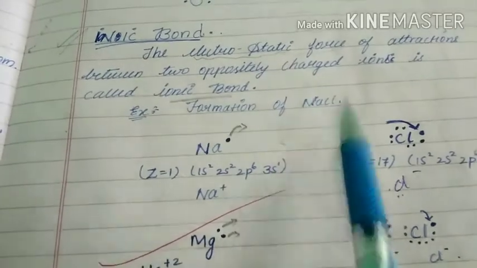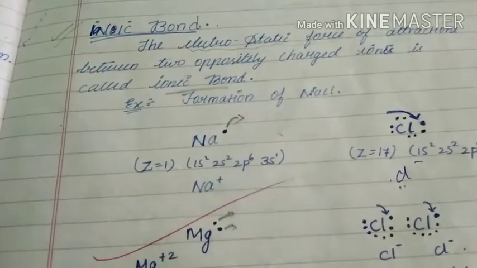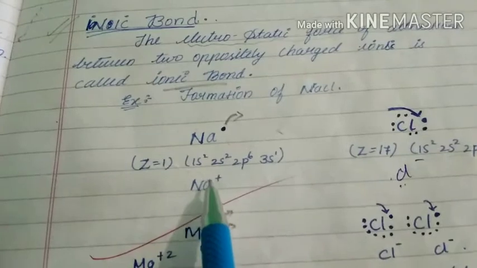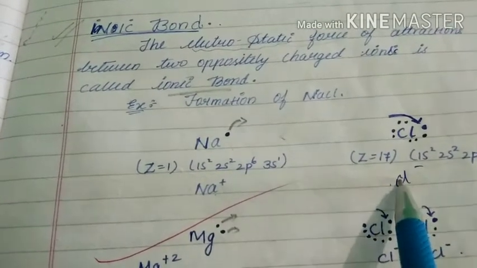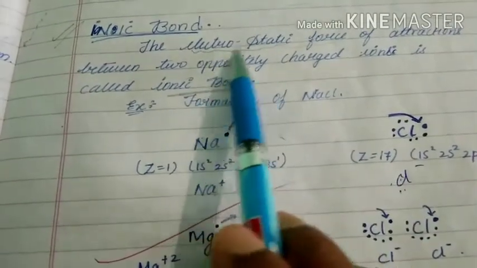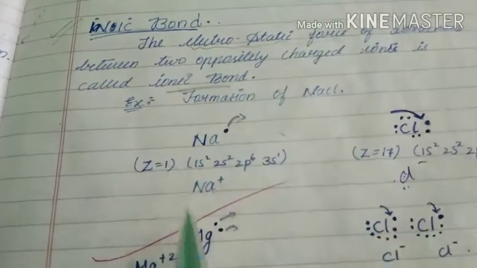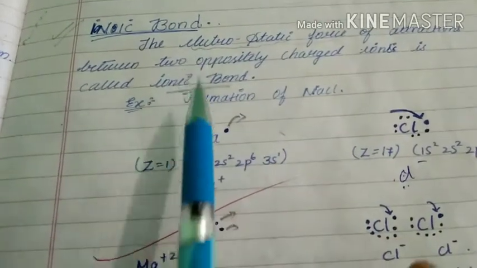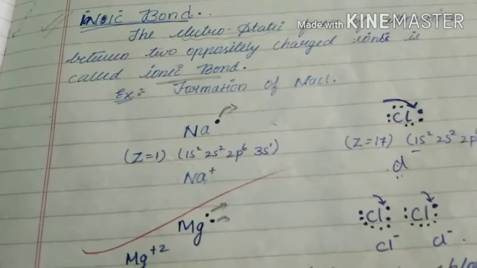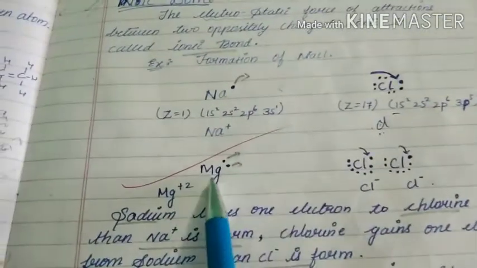In that NaCl, which bond is present? Ionic bond is present, because between positive charged species and negative charged species, strong electrostatic forces of attraction are present. Due to that, a bond will be formed. Here that bond is called what? Ionic bond. One more example, MgCl2.